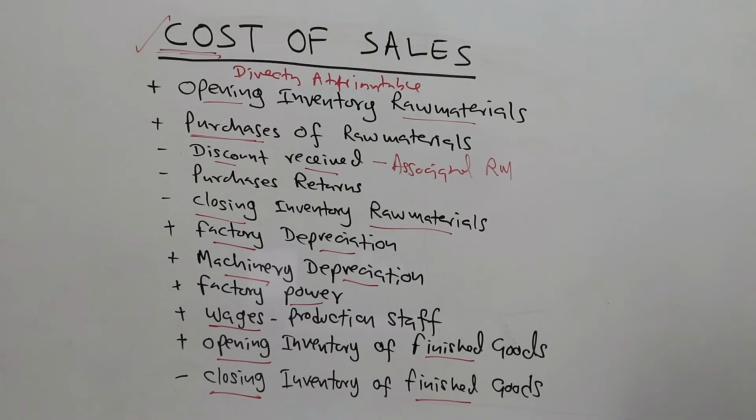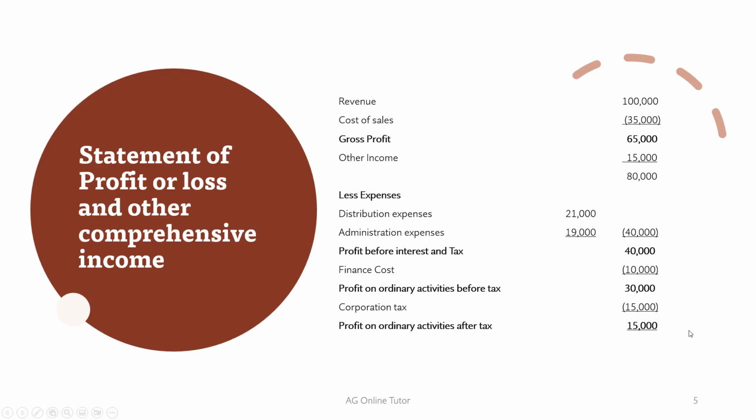Now, afterwards, after deducting the cost of sales from revenue, you will have the gross profit. Then we need to add other income. So when you say other income, we have the sale of assets: if you have sold any assets, the profit or loss on disposal of assets, plus if you have bank interest, if you have fixed deposits on that, you have earned investment income. Those incomes are also included under the other income category.